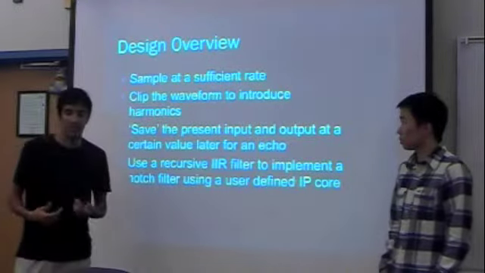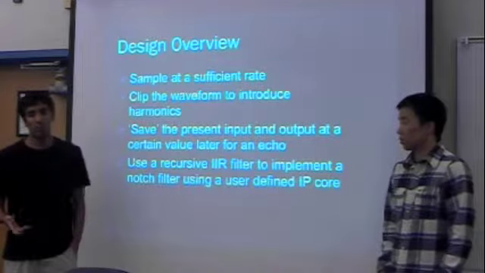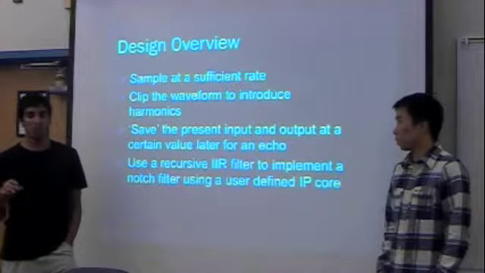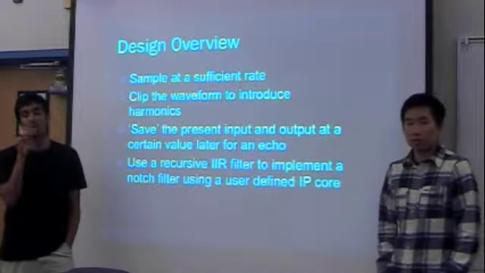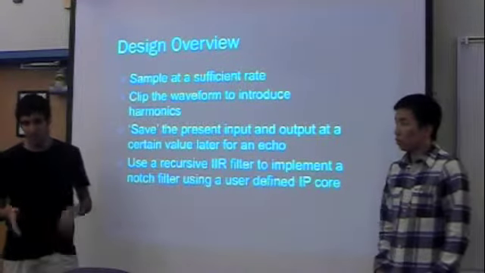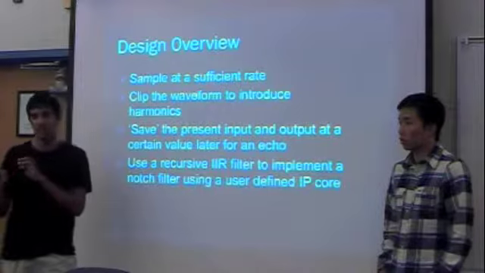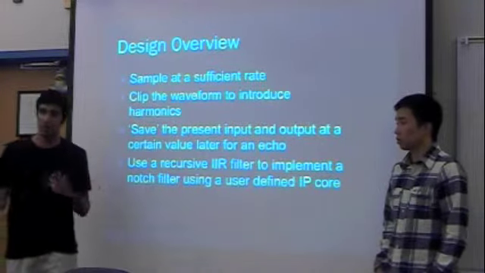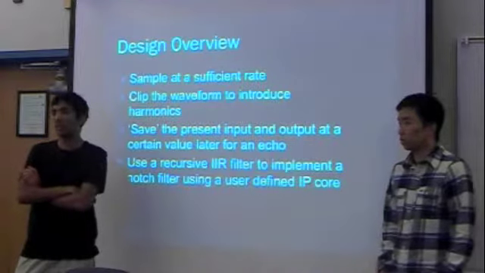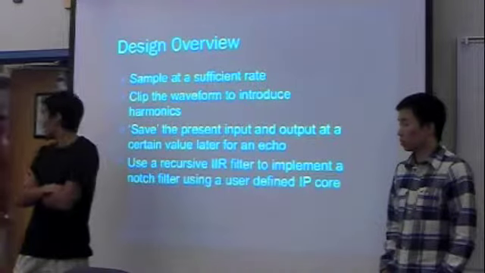So for design, we're of course sampling an audio frequency. The maximum frequency coming out of the guitar was roughly between 7 to 8K. So of course twice that would be 16K, so it was only necessary to sample at 16K.